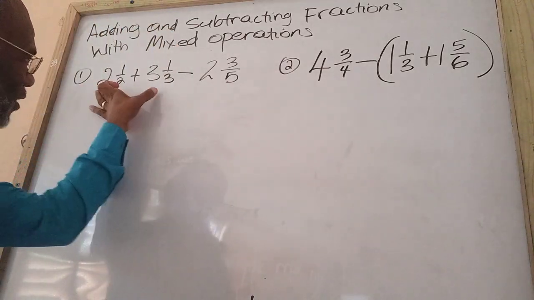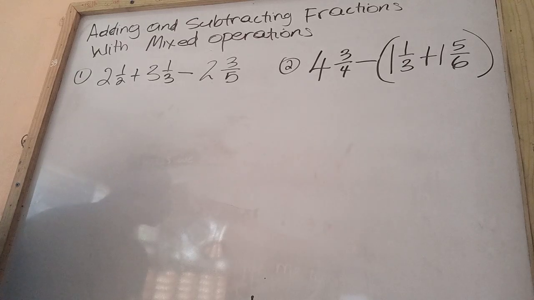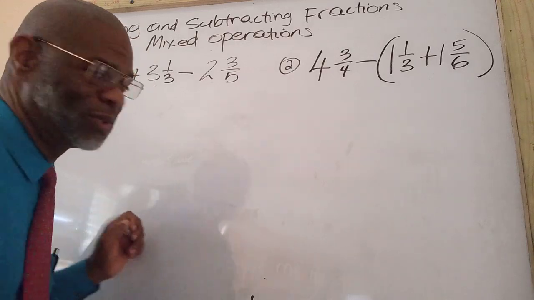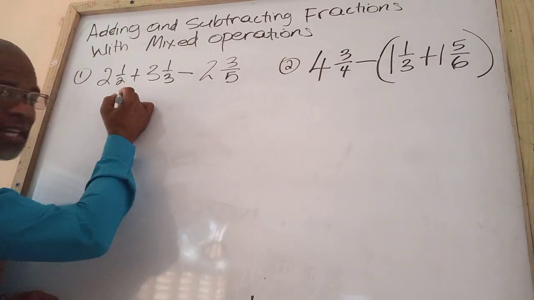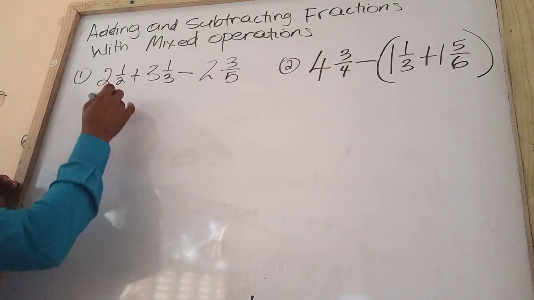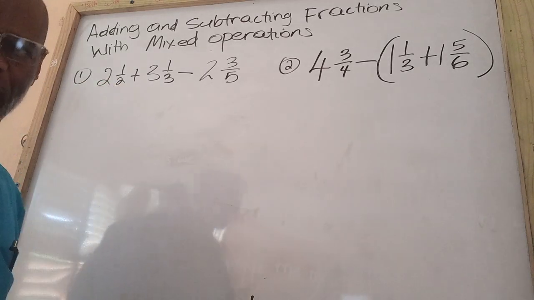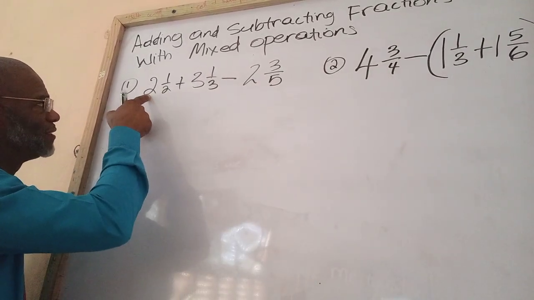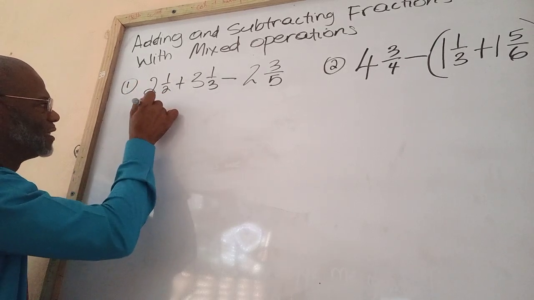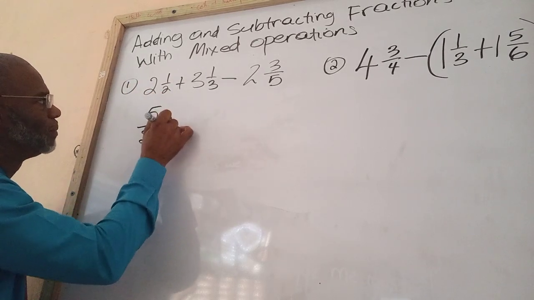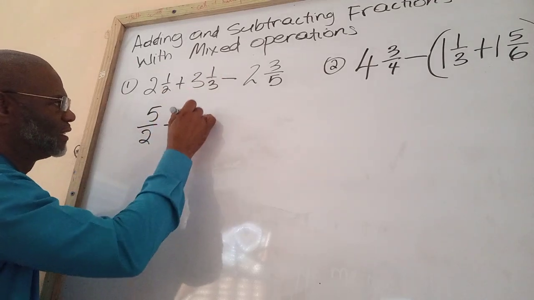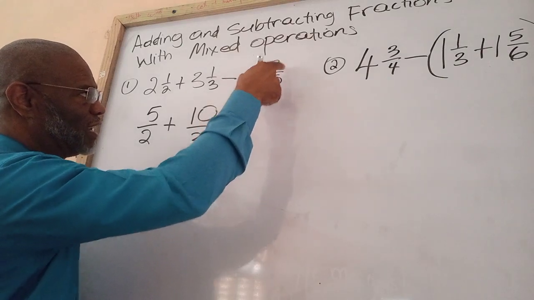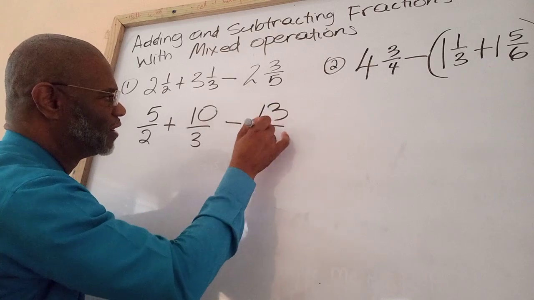So let's go ahead. We're going to add 2.5 plus 3 and 1/3. We have 2.5 right here, and we're going to change that to an improper fraction. 2 twos are 4, and 1 is 5. So that's 5 over 2 plus, 3 threes are 9 and 1, 10 over 3, minus 5 twos are 10 and 3, 13 over 5.